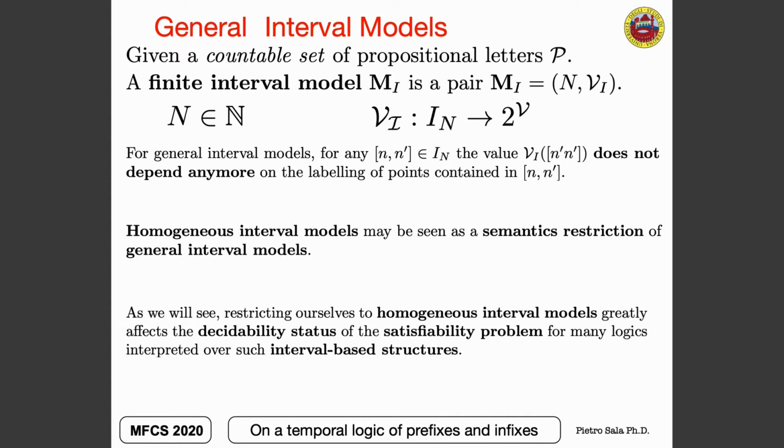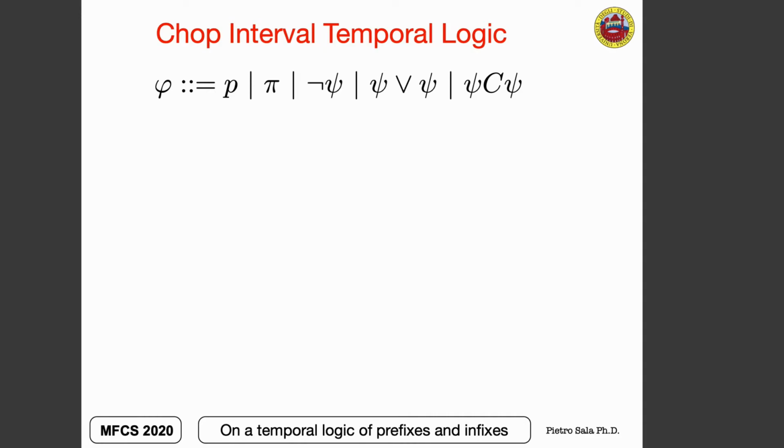And as we will see, if we restrict ourselves to homogeneous interval models, many interval-based logics turn out to be decidable. One of them is the CHOP interval temporal logic, whose formulas are generated by this grammar. You may have the letters P, the constant pi, the negation, the disjunction, and the modal operator CHOP, which is the only modal operator in this interval logic.